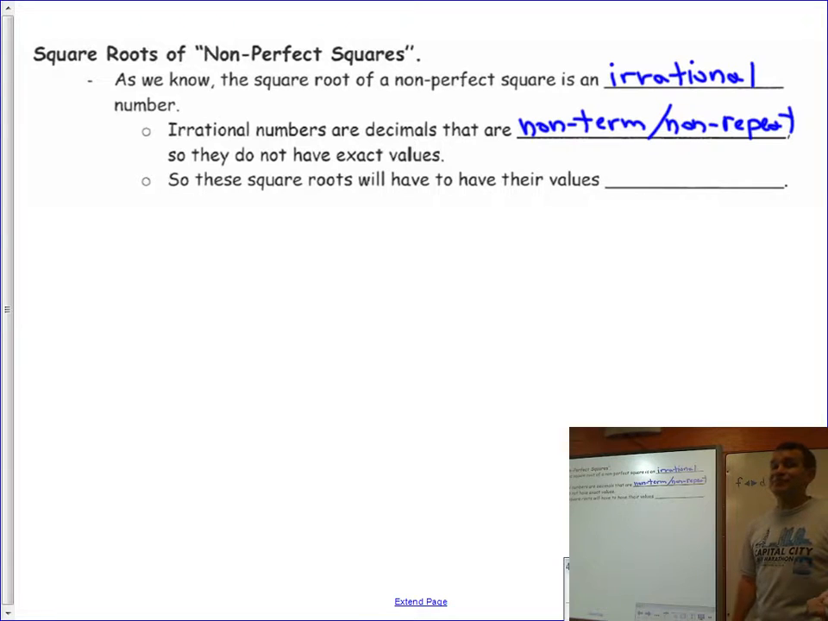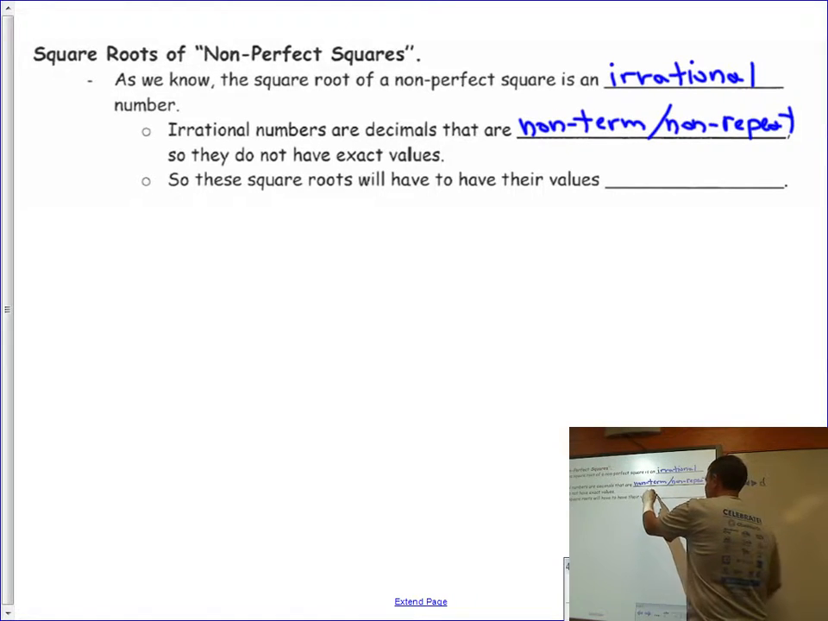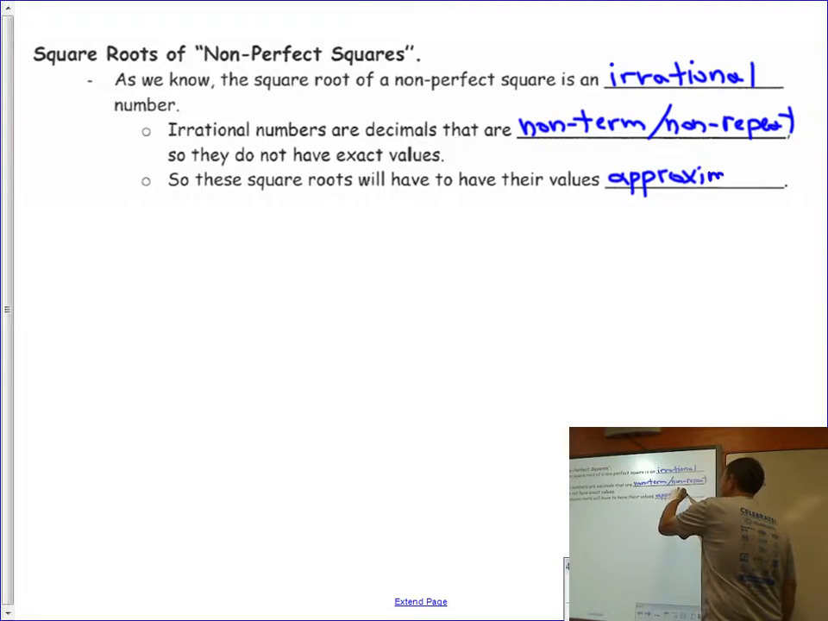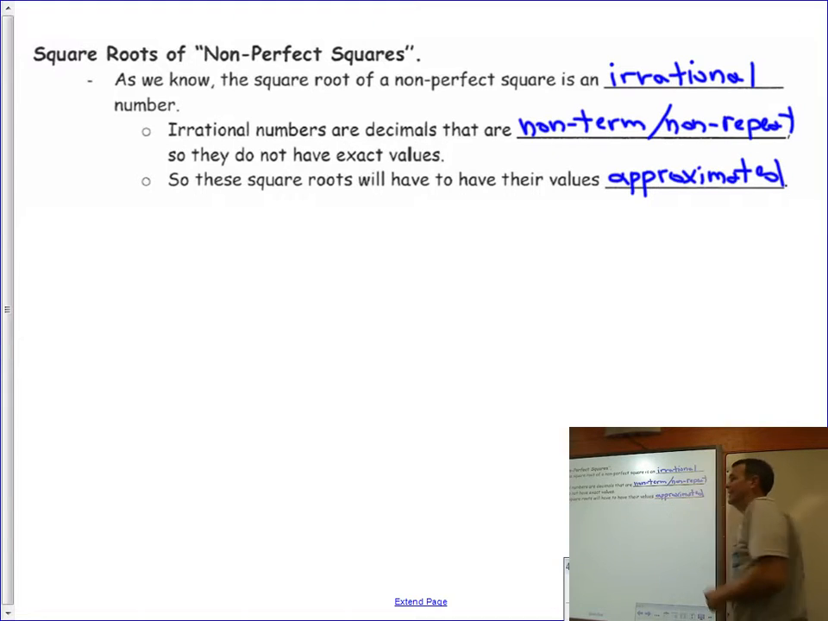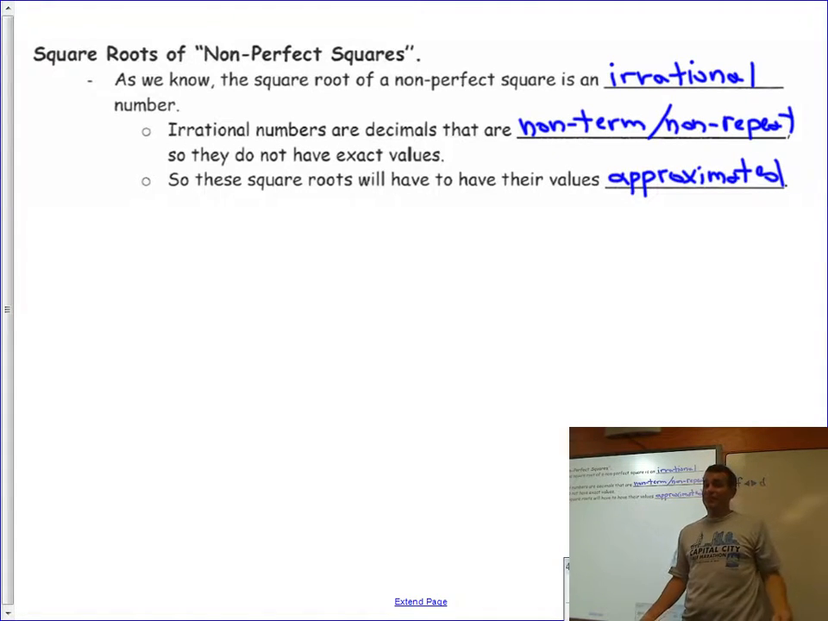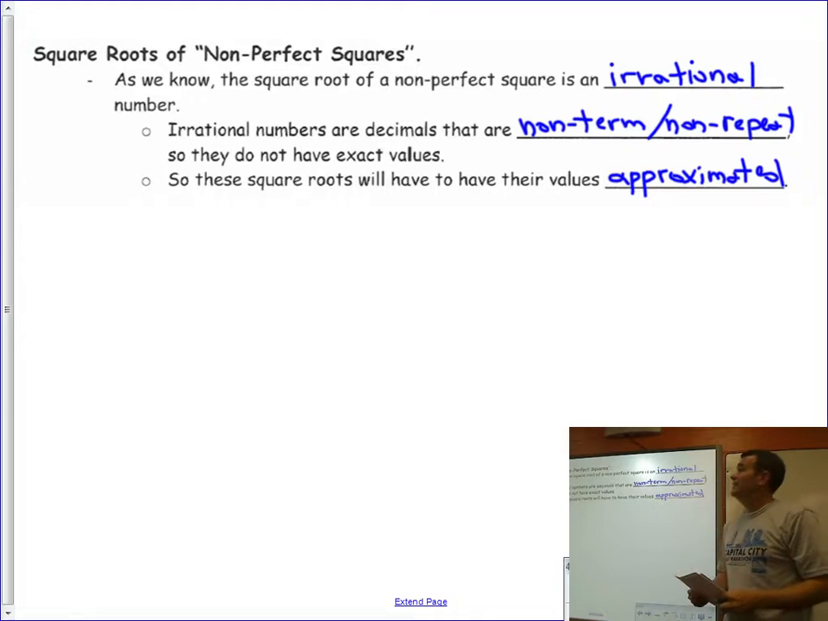So these square roots, if we can't name them exactly, are going to have their values estimated. Or, I didn't want to use the word estimated, approximated is what I'm looking for. And I would like you to be able to approximate the square root of any number in your head.